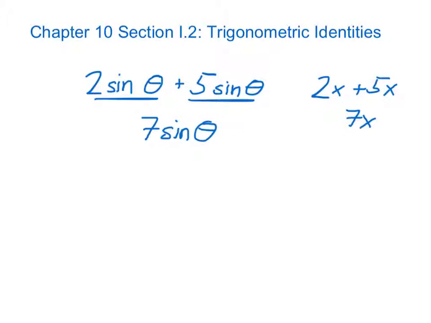So just like in algebra, you need identical terms in order to add or subtract the coefficients. Really quickly, I'll give you one more example. Let's say we have 2 sine alpha minus 7 sine alpha. Well, 2 minus 7 is negative 5, so we have negative 5 sine alpha.